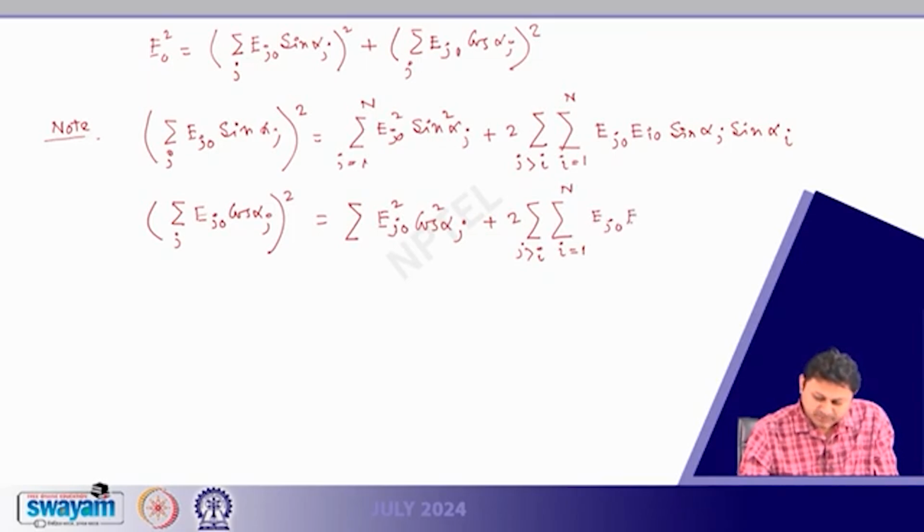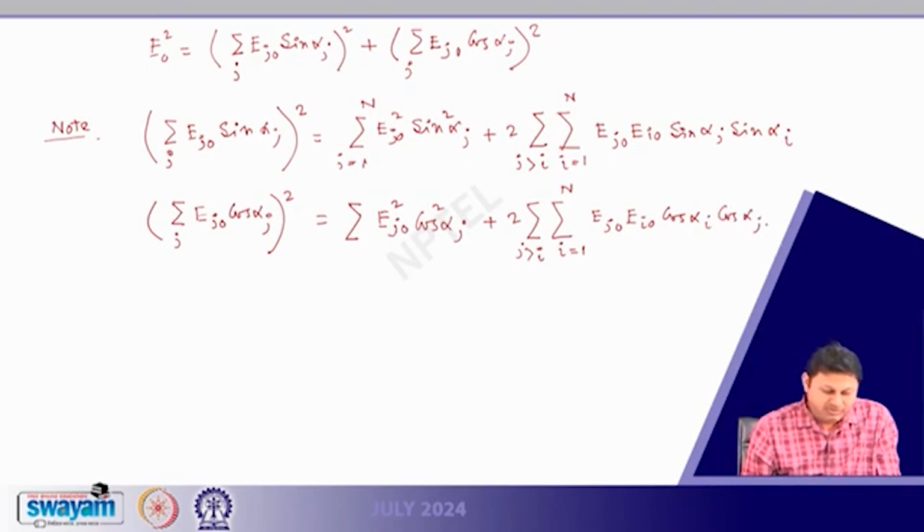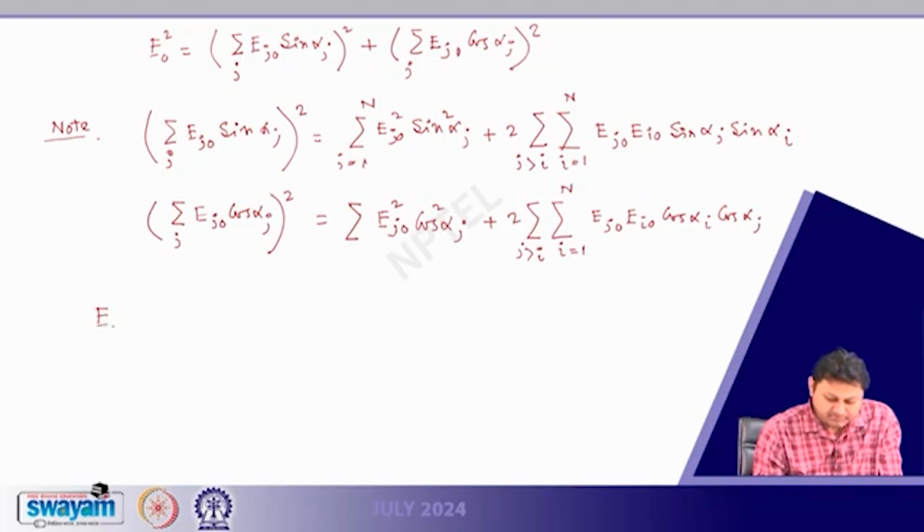I suggest the students please check it for 2-3 terms and check whether the general expression given is correct or not. Cos alpha j. So once we have this, then we can write down what is my E0 square.